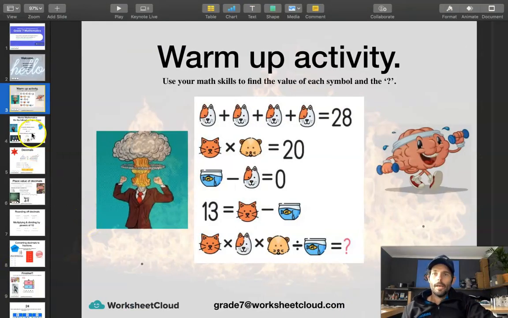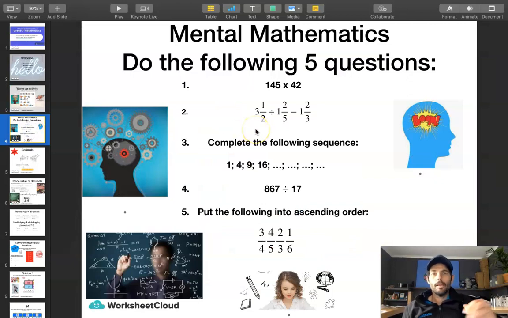Okay, your mental questions for today. A long multiplication question. I'm interested to see what strategy you'll use. Then some mixed operations with some mixed numbers. Complete the sequence and see if you can name the sequence. And then a long division sum, and I'm quite keen to talk you through how I'm going to do that using multiplication. And then just order those fractions at the end. So go on and press pause and then come back and see how you guys did.